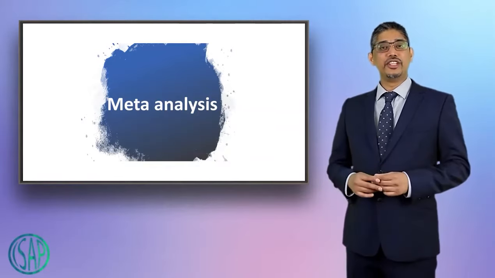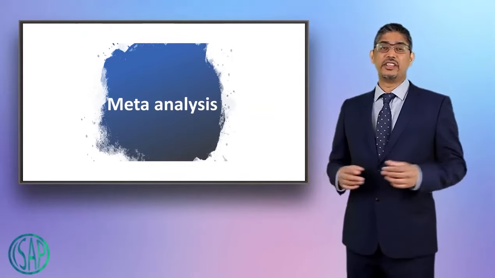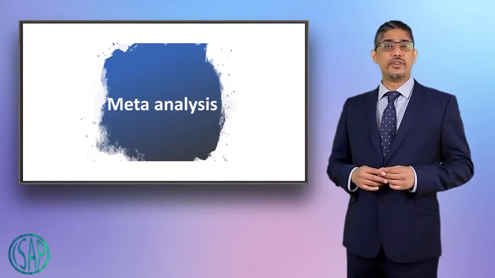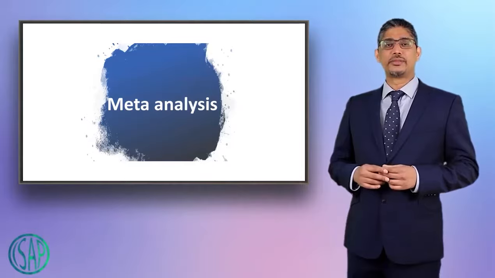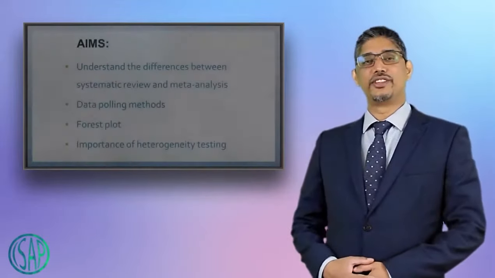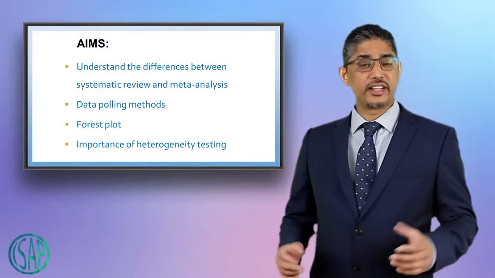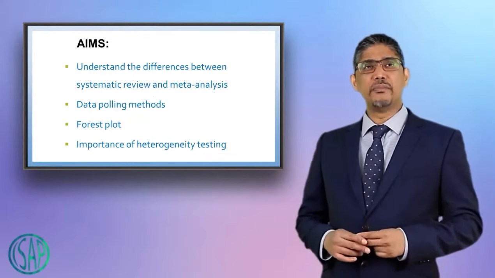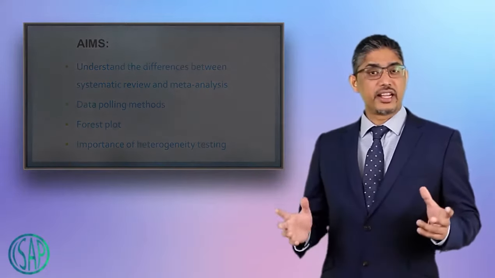Now I'm going to teach you today the meta-analysis topic, and the aim of this teaching today is to understand the key differences between a systematic review and a meta-analysis, and data pooling methods, forest plots, and importance of heterogeneity testing. The learning outcomes of today's tutorial are to understand the key differences between systematic review and a meta-analysis, and data pooling techniques, forest plots, and meaning of heterogeneity and its importance, and methods of meta-analysis itself.